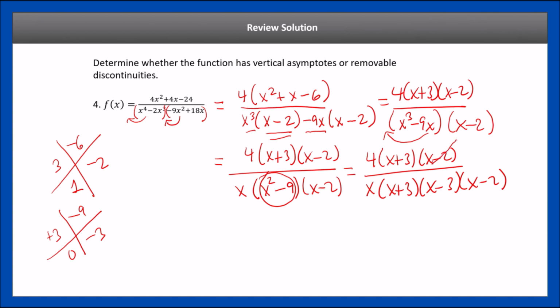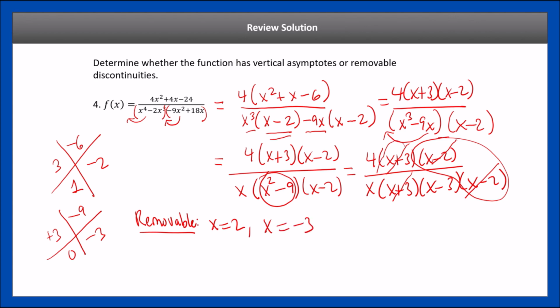So we can cancel out the x minus 2. So we got a removable discontinuity there. So we're going to list those out. Removable at x equals 2. So if I plug in x equals 2, that's going to cancel out there. And then notice that x plus 3, that's removable as well. So at x equals negative 3, because this is 0 when x is negative 3.